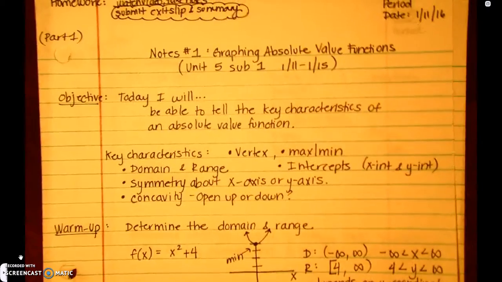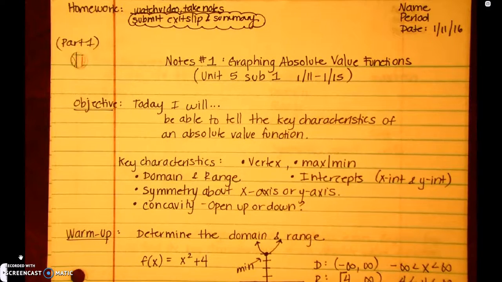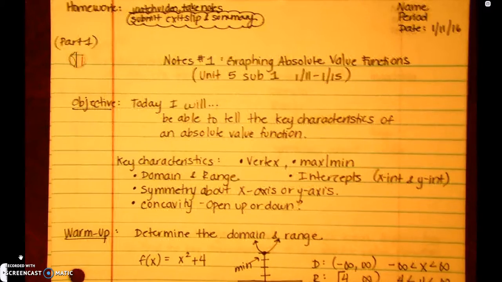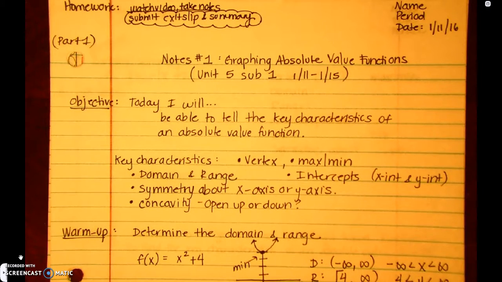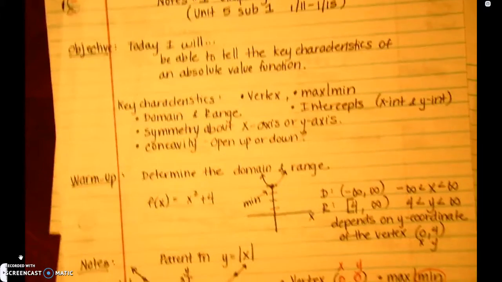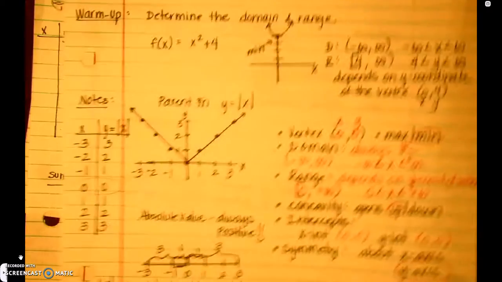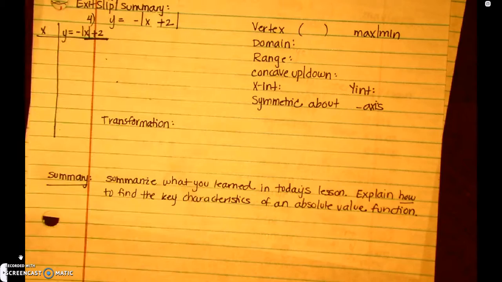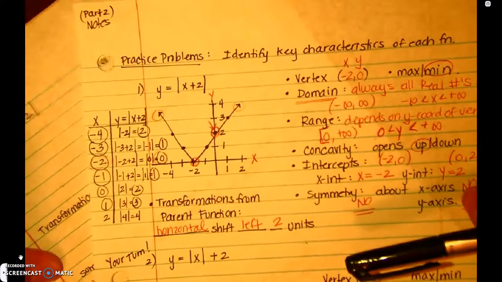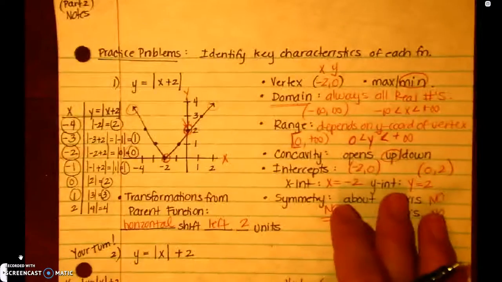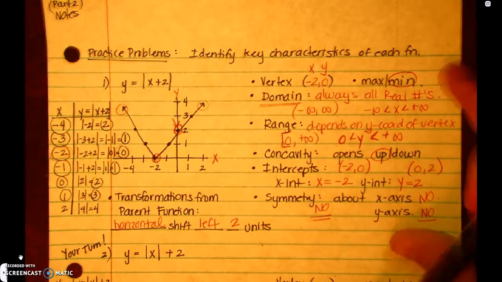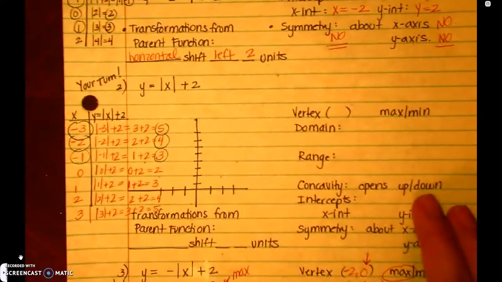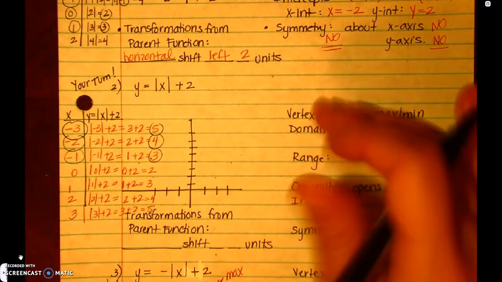Okay, so part one looks like this, right? I gave you some basic notes on what you are going to do, which is the key characteristics for an absolute value function. We did a warm-up, and then I gave you some information about the parent function, and we learned the key characteristics. And then in the second video, you did a couple of practice problems, which was to identify the key characteristics of each one. We did number one together. Then I gave you a hint for number two, which you're supposed to do on your own. When I check your notes, I want number two completed.